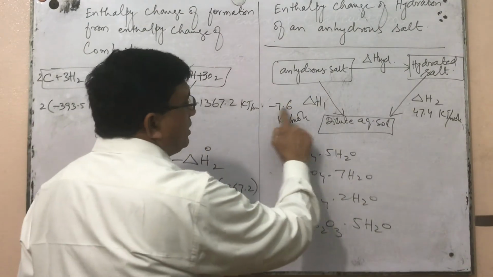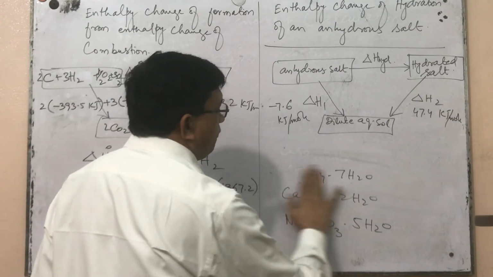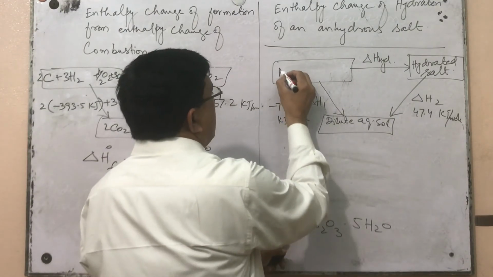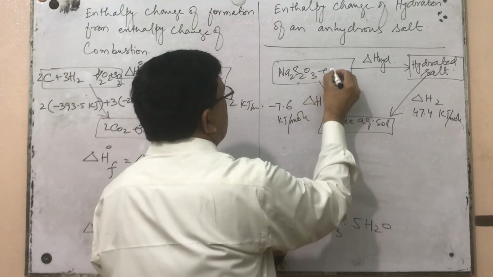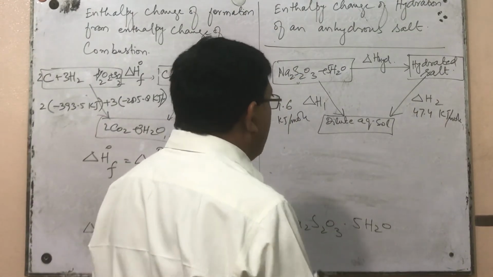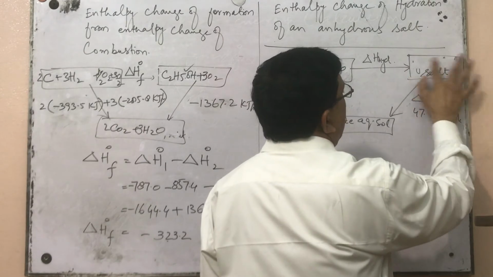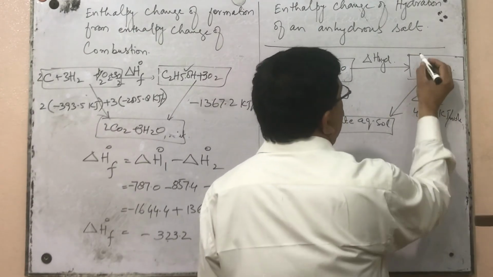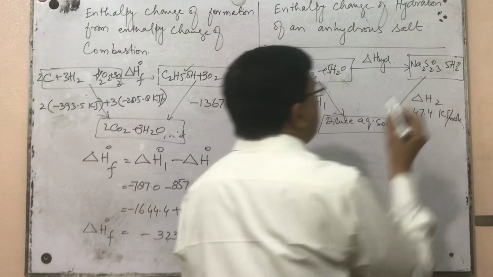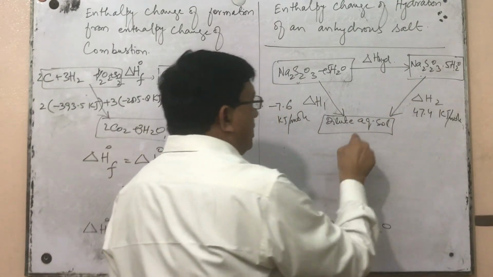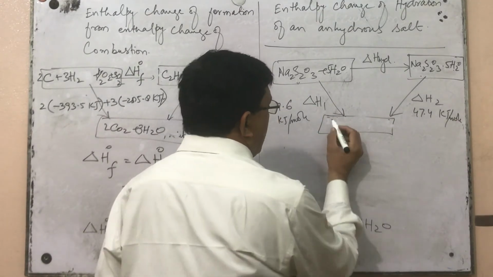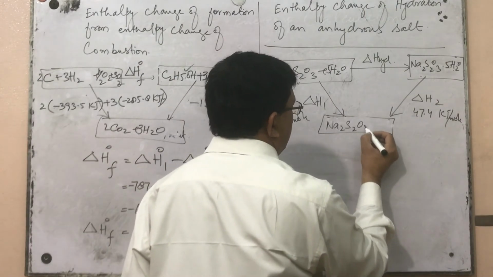And now I have written these values for sodium thiosulfate, taken from the example from the book. Now this is my anhydrous salt, Na2S2O3, plus 5 H2O, water. On adding water, we get a hydrated salt. How will the hydrated salt be represented? That will be represented by the dot: Na2S2O3 dot 5H2O. This is now the hydrated salt. Now the hydrated salt will be dissolved into a sufficient quantity of water, and this will automatically become a very dilute solution of Na2S2O3 aqueous.